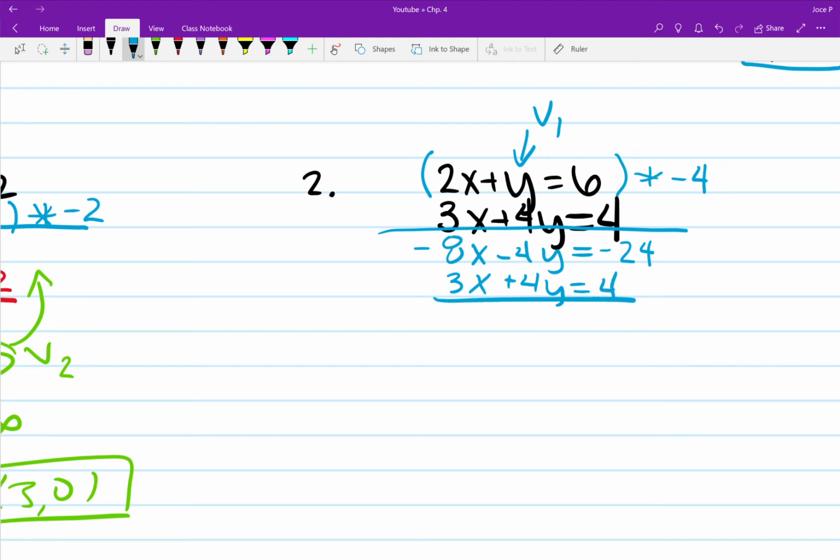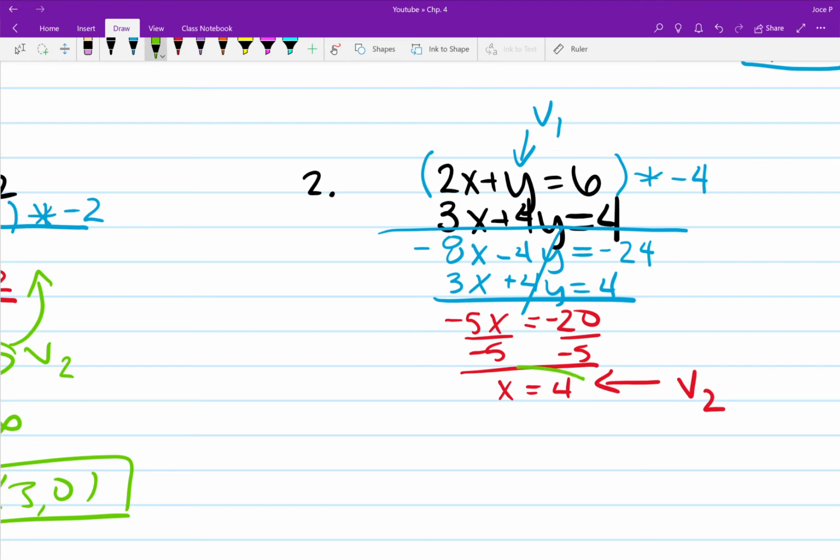We're going to take the sum. This gets canceled out. Change color. We're going to get a negative 5x equals negative 20. Divide by negative 5. Divide by negative 5. We've solved x as 4, which is v2. We're going to take v2. We're going to plug it back in.